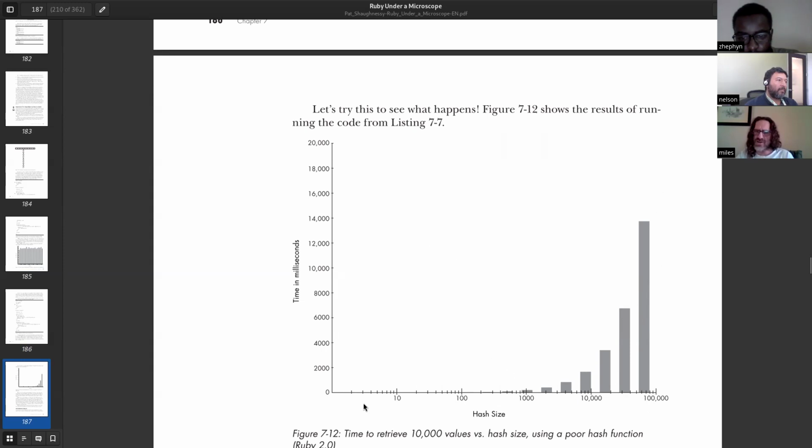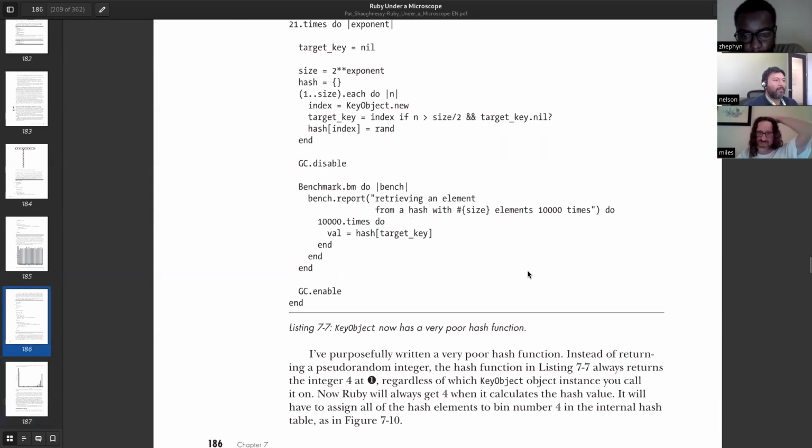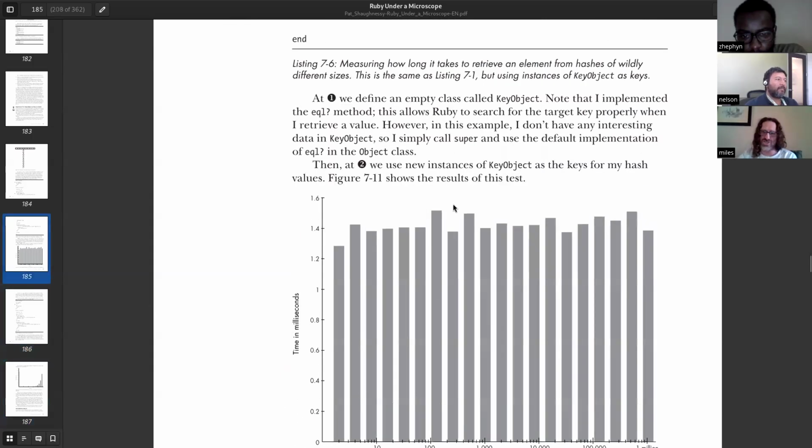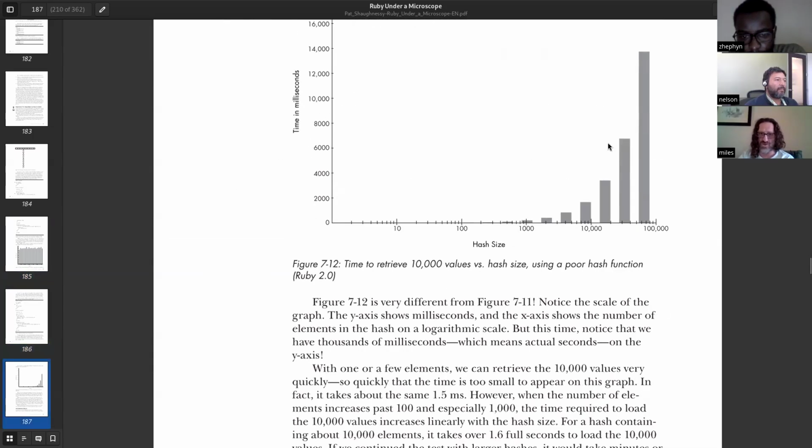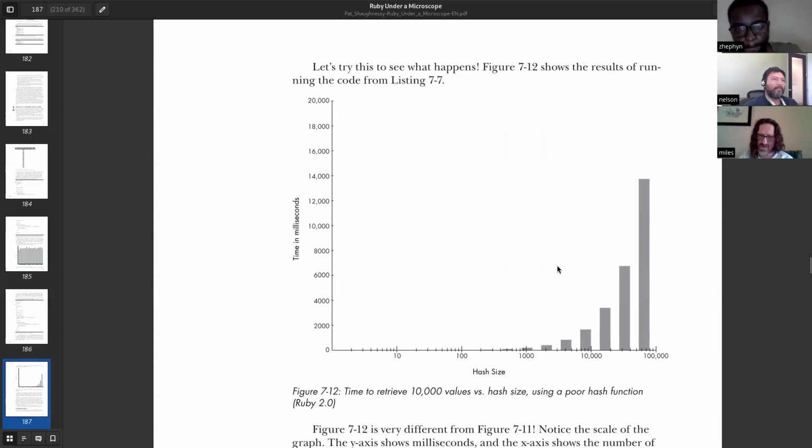This doesn't look linear, and I think it's because this axis is logarithmic. So this axis is linear and this axis is logarithmic. So this looks exponential, but this would be a linear growth relationship. So here with a good hash algorithm, we get a nice flat constant lookup time. And here we get a not so great linear lookup time.